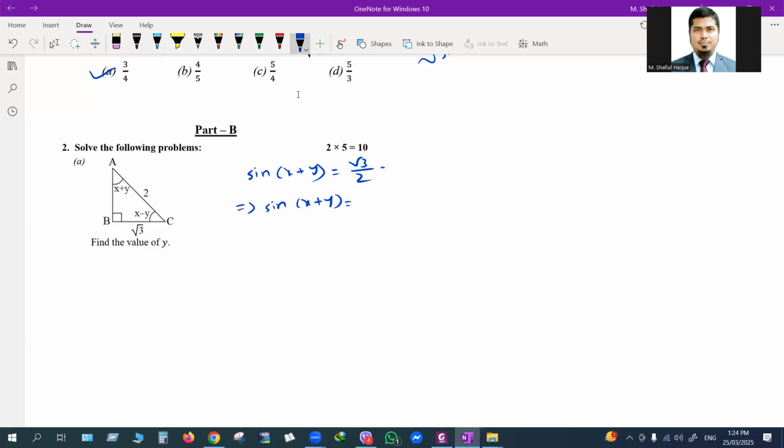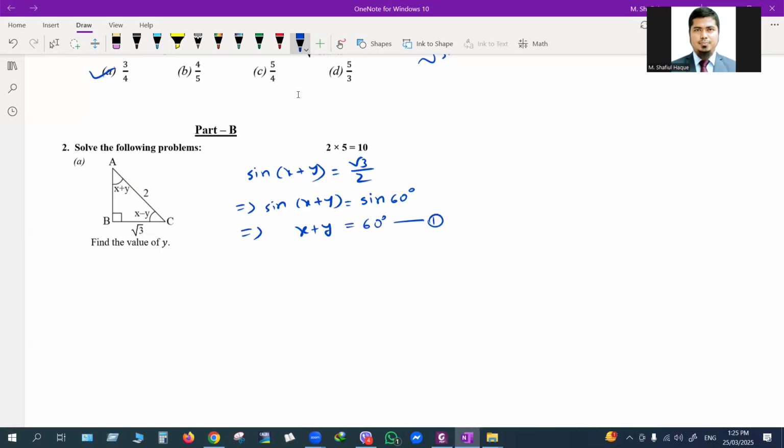Root 3 by 2 means what? Root 3 by 2 means sine 30 degree. Sorry, sine 60 degree. So x plus y is equal to 60 degree. This is equation number 1.